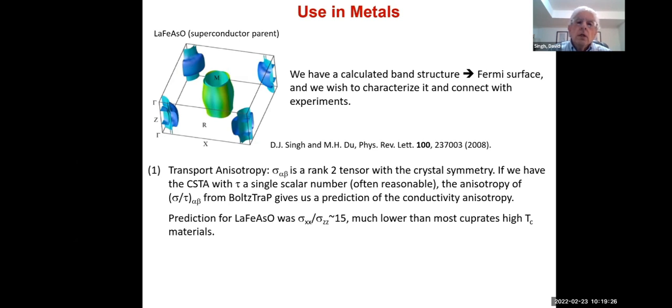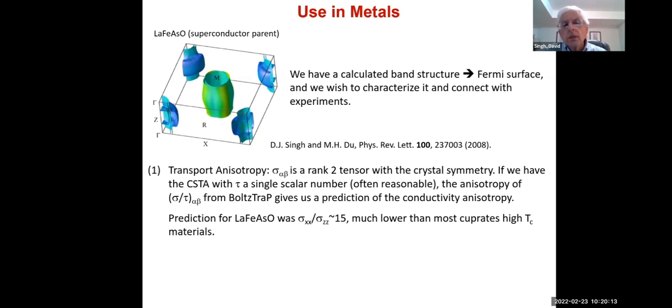So what you can do is apply BoltzTraP, and the first thing you could do is calculate the transport anisotropy, because the conductivity, as I showed it, depends on the velocities. It's a product of velocities that goes into sigma, and that gives you the anisotropy of sigma. Sigma alpha beta is a rank 2 tensor with the crystal symmetry. If we make the constant scattering time approximation, which BoltzTraP does, then you put in tau as a single scalar number, and the anisotropy of sigma over tau from BoltzTraP gives you a prediction of the conductivity anisotropy of a metal, and it's often quite good.